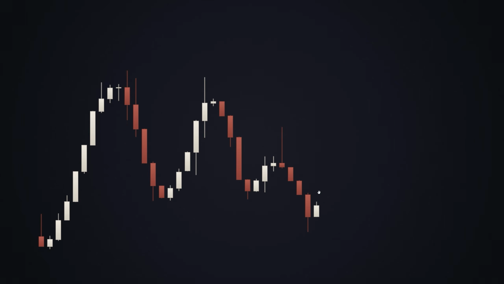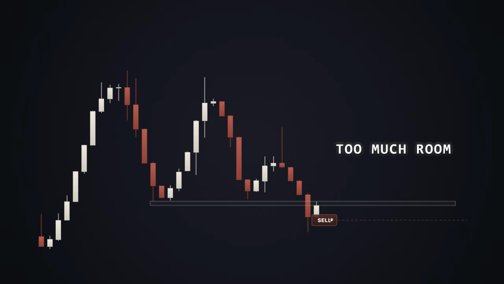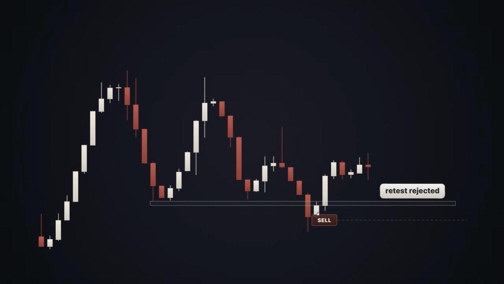I made this mistake a lot of times, and you do it too. The break looks clean, but the retest gave buyers too much room. You enter, then price drifts, doesn't move much, and you sit there watching a trade that has no reason to move. A scalping trade shouldn't need hope.